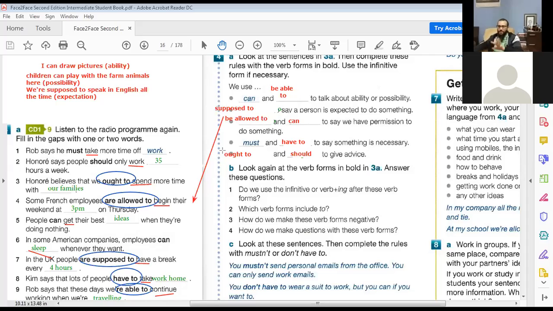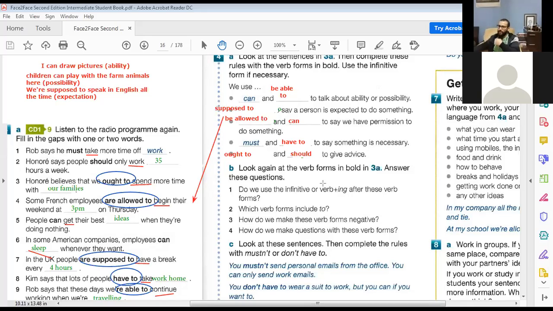All right. So anyways, this is the negative. So, don't have to. We don't have to. They don't have to. She doesn't have to. What about able to? What's the negative of able to? Are not able to. Correct. We're not able to. That's right. What about supposed to? We're supposed to, or people are supposed to. I'm not supposed to. Yeah, we're not supposed to.